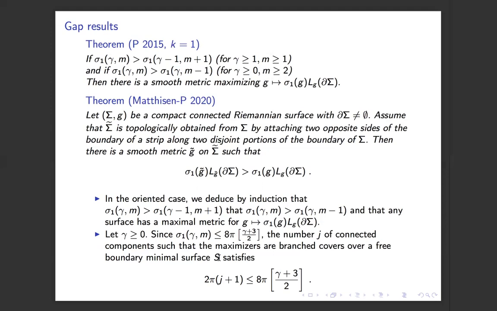by the isoperimetric inequality, the length has to be at least 2 pi, so that the gap is at least 2 pi when we have branched covers. And then, since we have an upper bound not depending on the number of boundary components, we obtain that this number J is controlled. And there is only a finite number of branched covers. So in the next part, I will deal with the proof of this theorem.